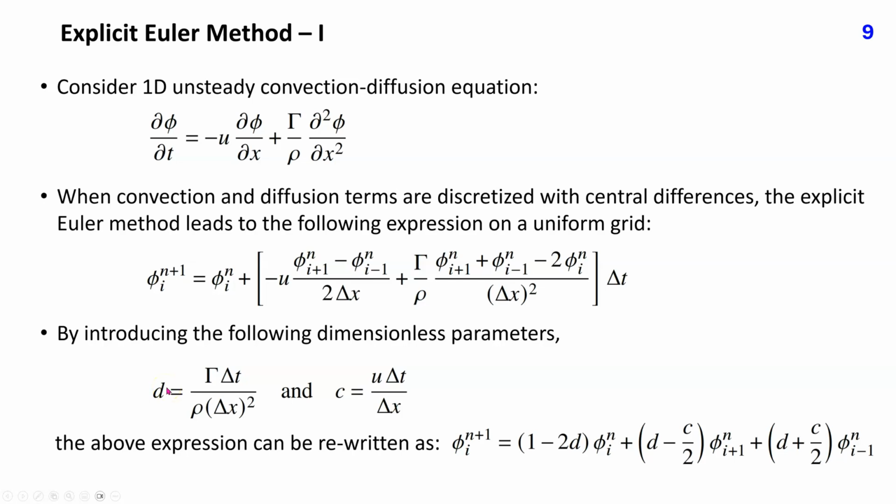D is the ratio of time step delta t over the characteristic diffusion time, rho times delta x squared divided by diffusion coefficient gamma, which is roughly the time required for a disturbance to be transmitted by diffusion over a distance delta x. C is the ratio of time step delta t to the characteristic convection time, delta x over velocity u, which is the time required for a disturbance to be convected over distance delta x. In terms of D and C, this equation transforms to this one.